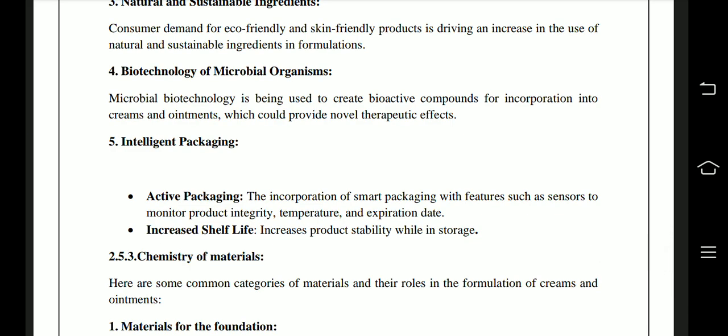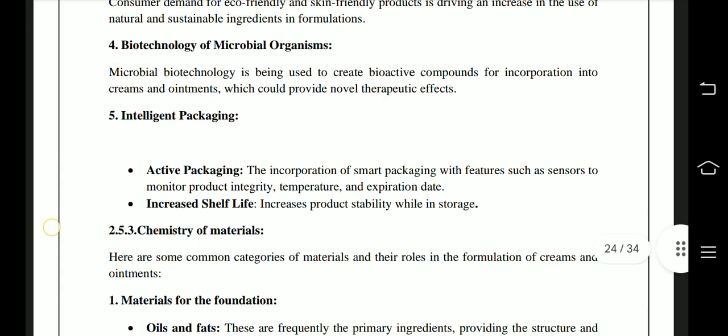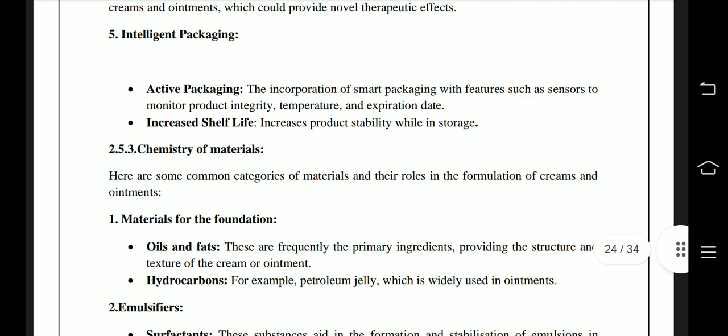Fourth one is biotechnology of microbial organisms. Microbial biotechnology is being used to create bioactive compounds for incorporation into creams and ointments, which could provide novel therapeutic effects. Intelligent packaging. Active packaging, the incorporation of smart packaging with features such as sensors to monitor product integrity, temperature, and expiration date. Increased shelf life. Increase product stability while in storage.